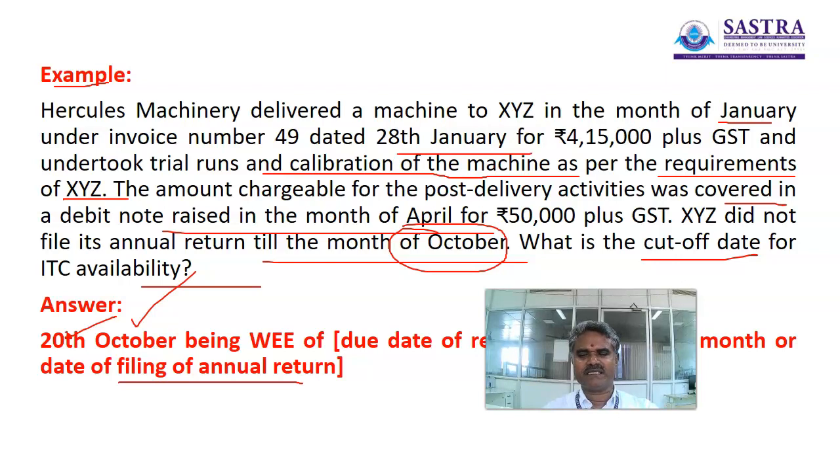The cut-off date of ITC availability is whichever is earlier of the two: the due date of return for September, which is 30th September, and the month of October, 30th October.